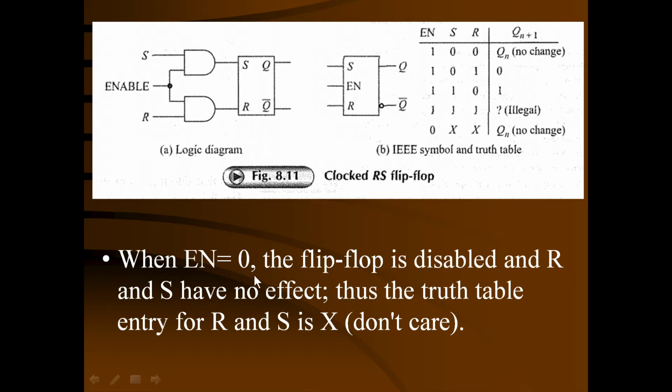So when enable is equal to 0, the flip-flop is disabled and R and S have no effect. Thus the truth table entry for R and S is to be X, don't care. So you can see the last conditions of the truth table. When the enable input is going to be low, flip-flop is not responding to the S and R. S and R may be anything, either 0 or 1. The output does not change, or output is going to be latched into the last state. So it remains into the Qn. You can say that Qn plus 1 is the next state, and Qn is going to be the last state.